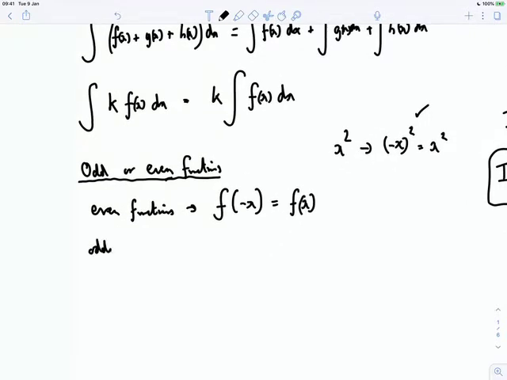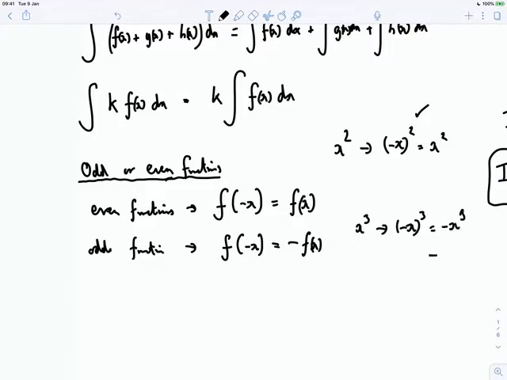And now an odd function is where if I replace x with minus x, that's the same as negative f of x. So for example, x cubed is odd, because if I replace minus x in there, then minus x times minus x times minus x is negative x cubed. And that's clearly minus lots of the x cubed we had to begin with. So, spoiler alert, if the power is even, it's an even function. If the power is odd, it's an odd function for polynomials.